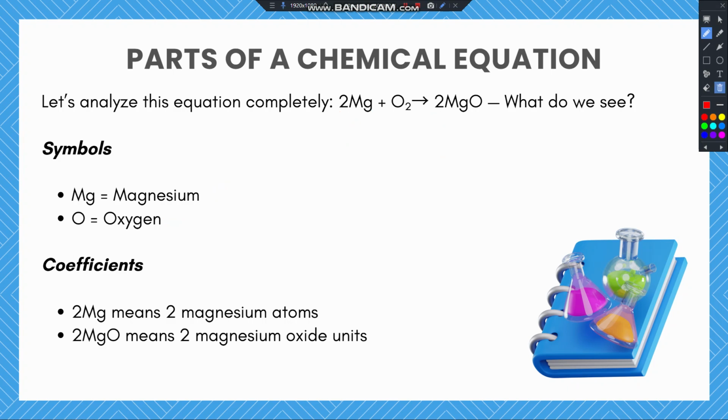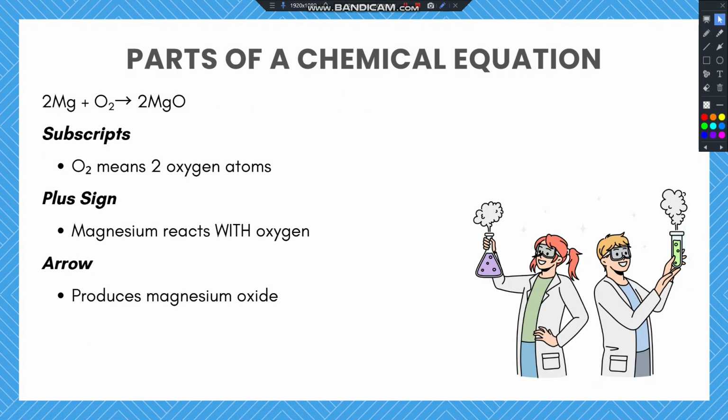So we have identified two parts of the chemical equation. How about the subscripts? Are there any subscripts contained? Yes, we have a subscript right after oxygen, telling us that oxygen contains two atoms. And then the plus sign simply means that oxygen and magnesium are reacting together. Magnesium reacts with oxygen, and then the arrow simply means produces. So if I were to read this chemical equation in English, I have 2 Mg plus O2 giving me 2 MgO.